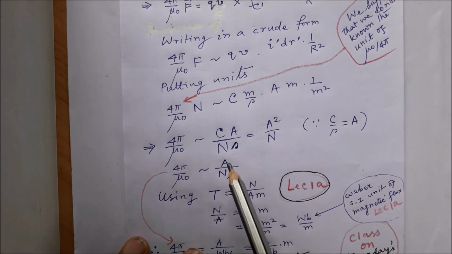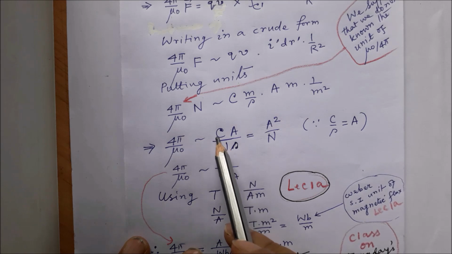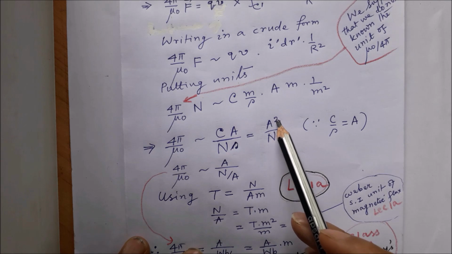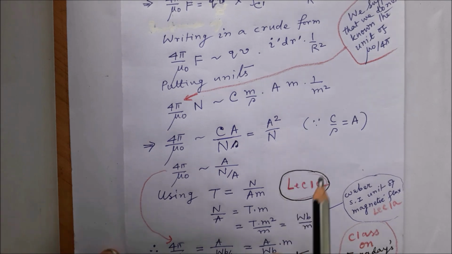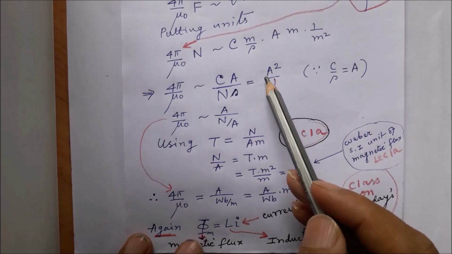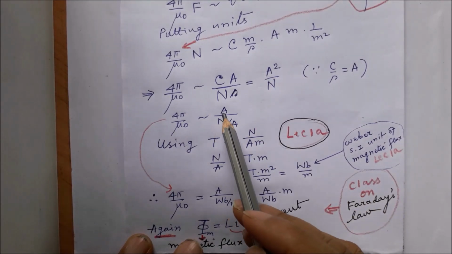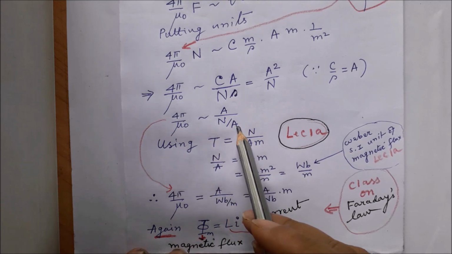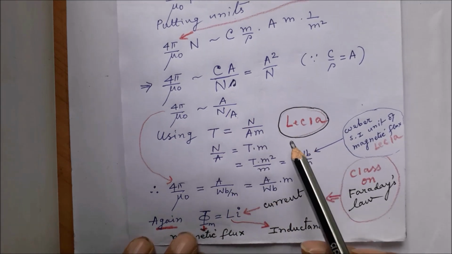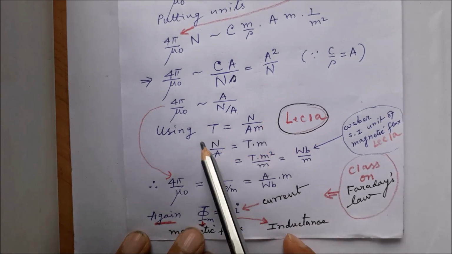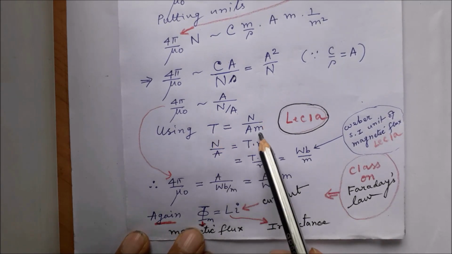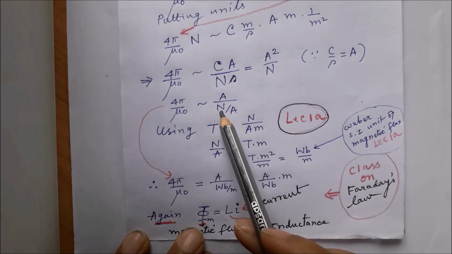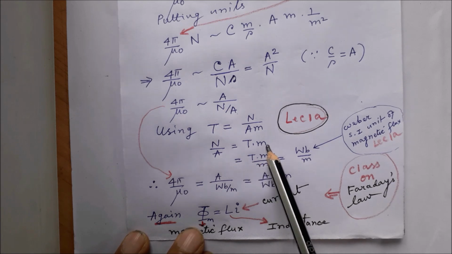Now here we have coulomb per second in the numerator. Coulomb per second means ampere, and therefore 4 pi by mu 0 turns out to be ampere square per Newton, and 1 ampere can be taken down, and therefore it can be recast as ampere, and in the denominator we have Newton per ampere. Now the expression for Tesla which we obtained in lecture 1a was Newton per ampere per meter, and therefore this Newton per ampere can be written as Tesla into meter.